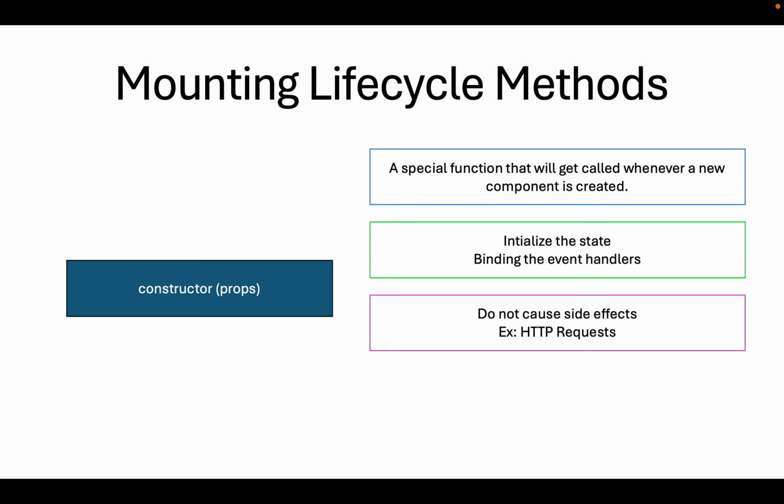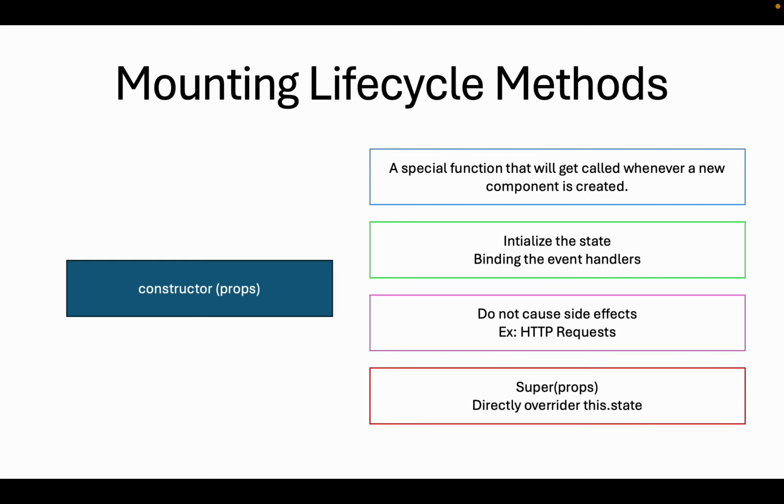What we should avoid in the constructor is any HTTP request or network payload. Any kind of AJAX call or Axios call, we should avoid in our constructor. Lastly, we can bind or initialize the state only after calling the super method inside the constructor. After calling super, we will be eligible to access the this dot state object.